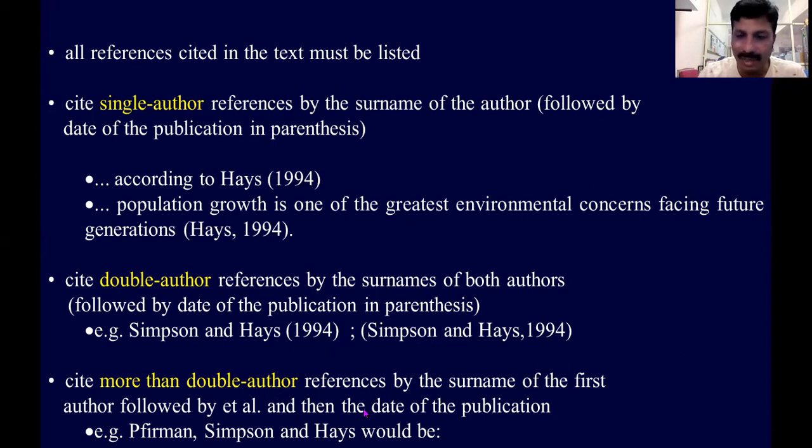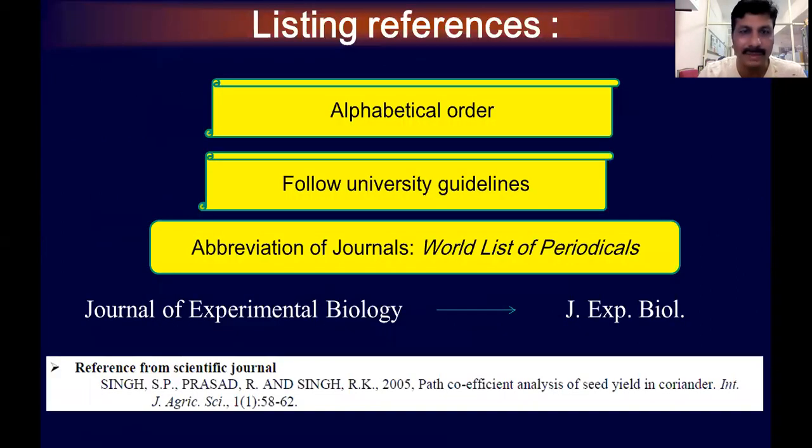So of course, when you read a lot of research papers, you will understand this. We list the references in the reference section. Actually, you need to follow alphabetical order. If you give that to a computer, this will actually help you out. And again, you need to follow university guidelines. For example, here I have quoted one example.